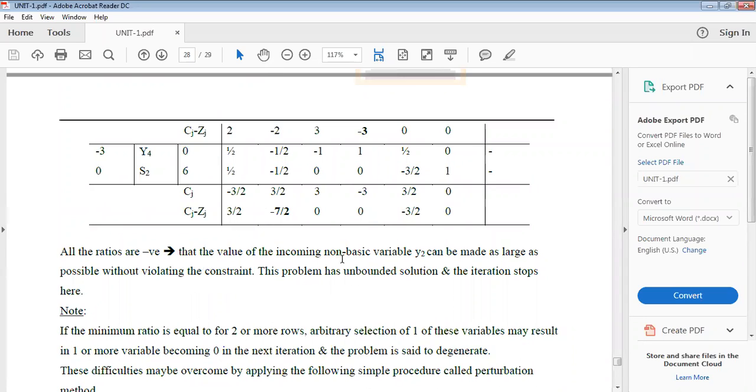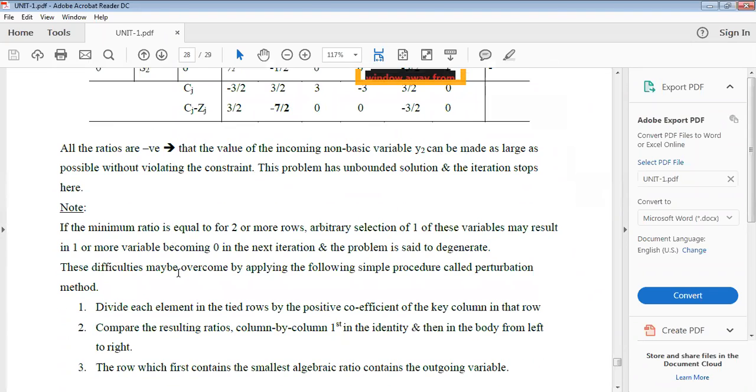negative. That means the value of the incoming non-basic variable y2 can be made as large as possible without violating the constraint. This problem has an unbounded solution and the iteration stops here. So all the ratios are negative, which implies that the incoming variable y2 can be made as large as possible without violating the constraint. This problem has an unbounded solution and the iteration stops here.